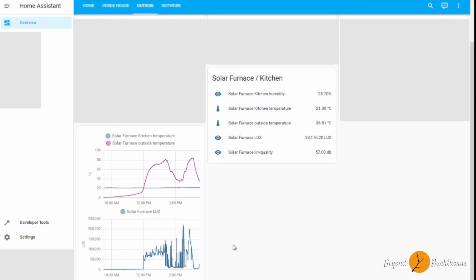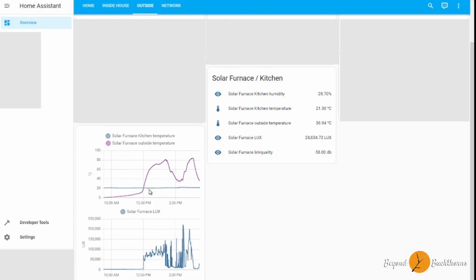This here is my Home Assistant installation. And I have the solar furnace as values and as graph. This is the temperature outside. This is the temperature inside, and this is the light intensity.